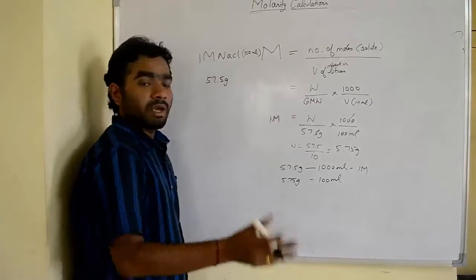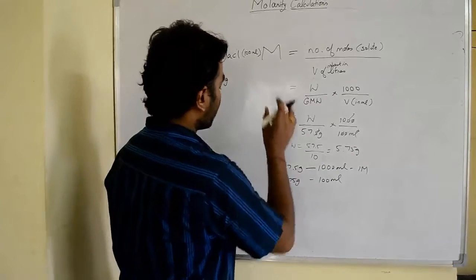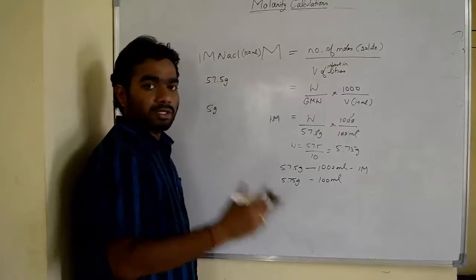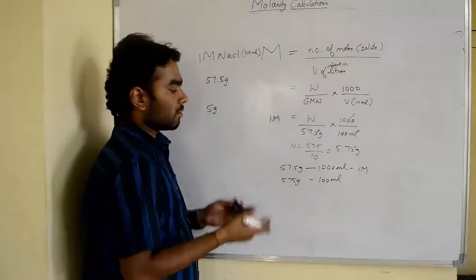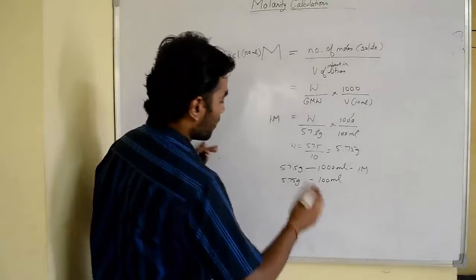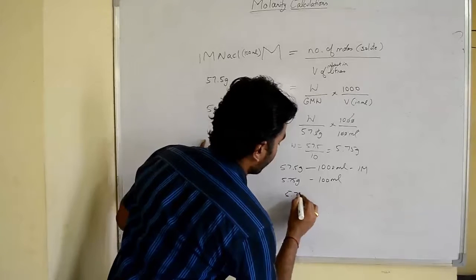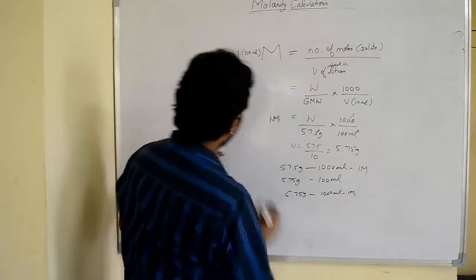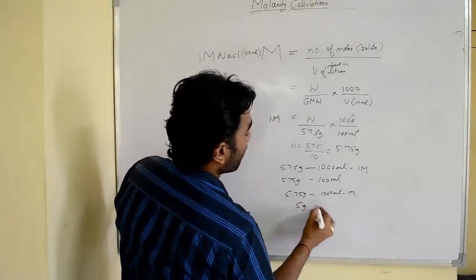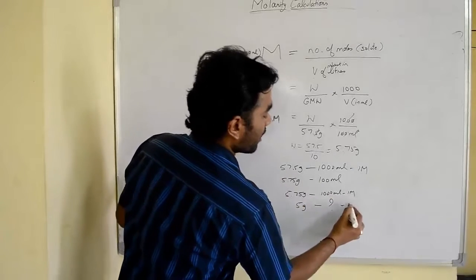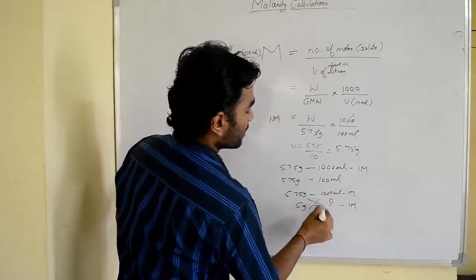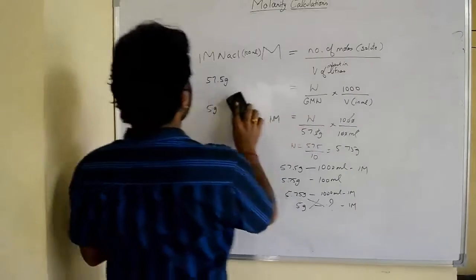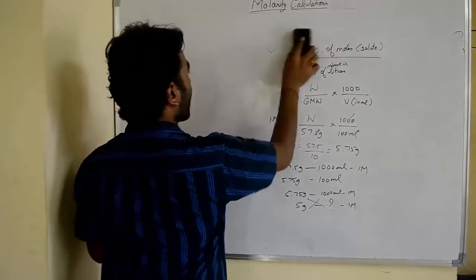Sometimes you may have only 5 grams and you are asked to prepare 1 molarity. It is very easy again. If 5.75 grams is required to make 1000 ml to get 1 molarity and you have only 5 grams, how much volume should I use to get 1 molarity? Do the cross multiplication and you get the answer here. So this is how you calculate the molarity.